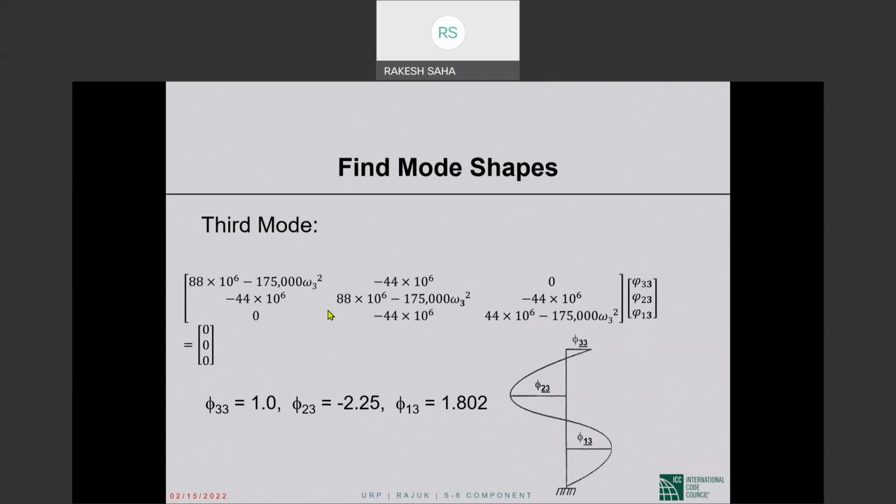If in the matrix we write omega equal to omega 3, this will be the mode shape vector of the third mode, and the third mode was obtained as these values. The top is 1, this is negative 2.25, this is plus 1.802.